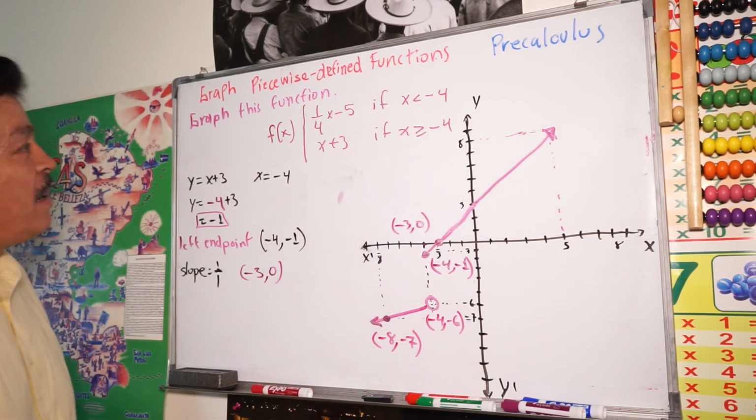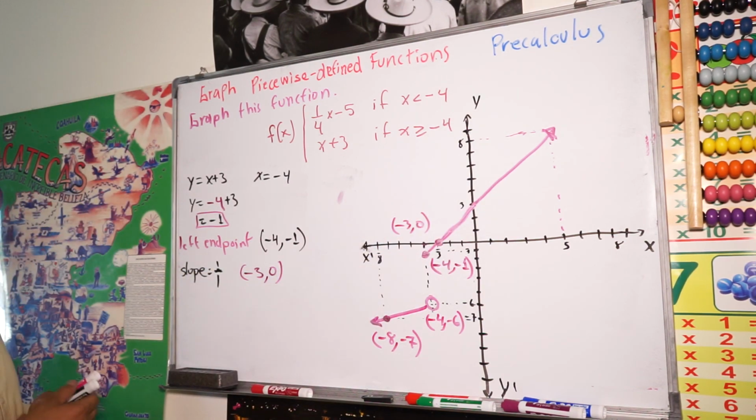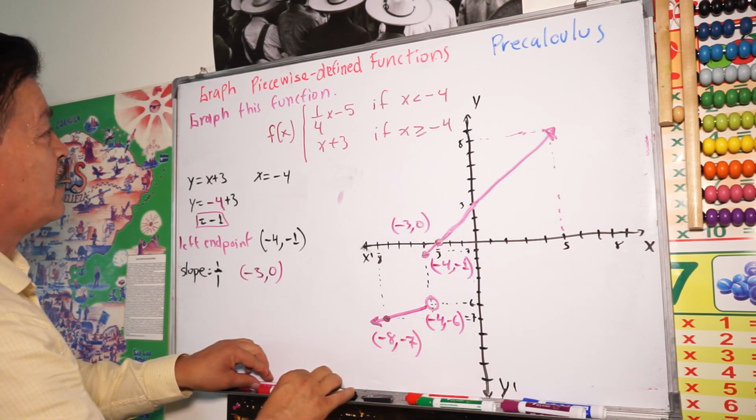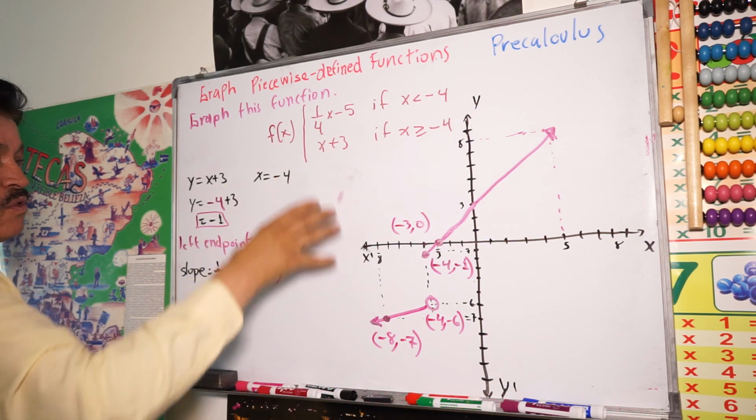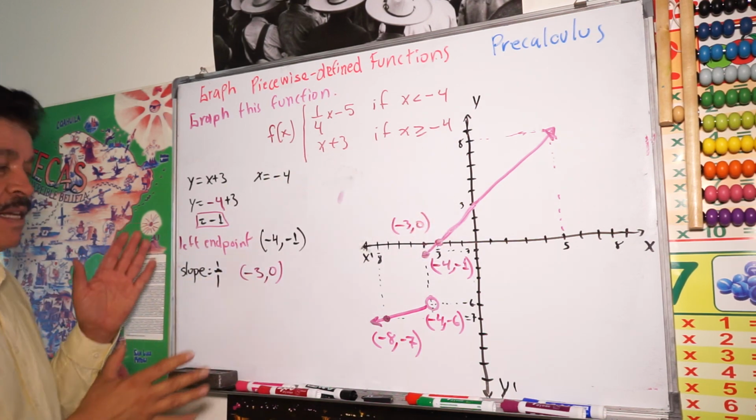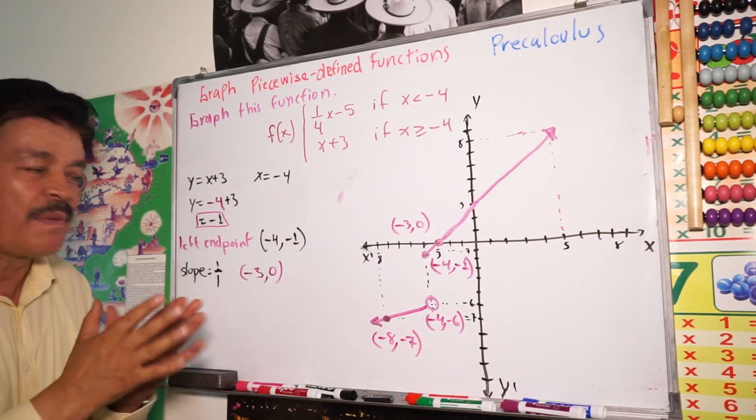So that's it so far. That's the solution, the graph of this function f(x). Something like that. Very simple. It looks hard, but it's not.